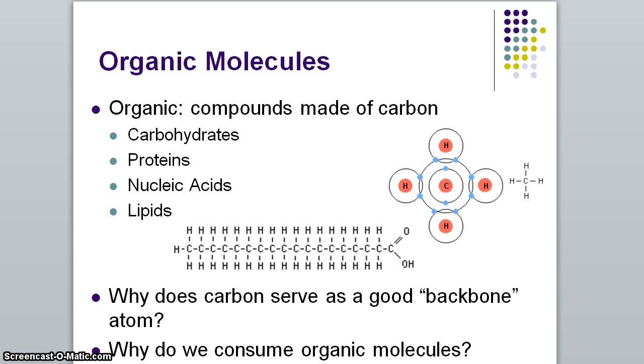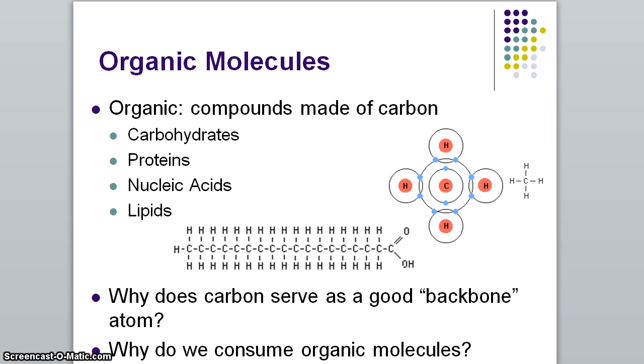So what does it mean to be organic? Well, organic essentially means anything that's made of carbon. Some examples of molecules that are made of carbon would be the carbohydrates, proteins, nucleic acids, and lipids or fats.